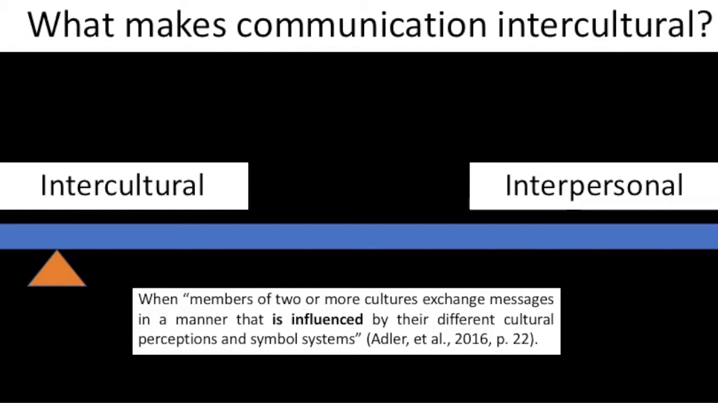Once again, intercultural communication occurs when members of two or more cultures exchange messages in a manner that is influenced by their different cultural perceptions and symbol systems. This means that intercultural communication doesn't necessarily occur every single time two people from different cultural backgrounds interact. Rather, it only occurs when those backgrounds matter. That is, when those different cultural perceptions and symbol systems actually impact the communication exchange.